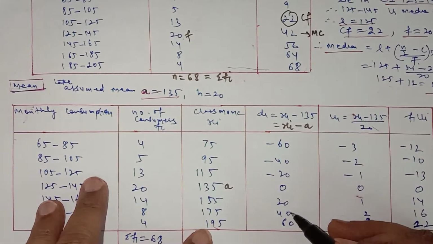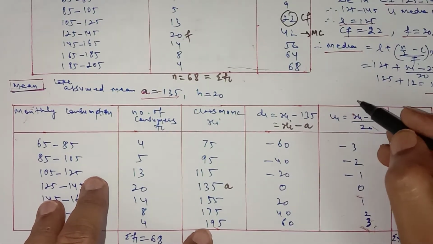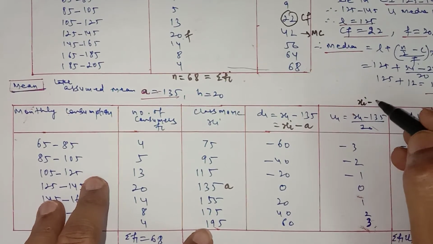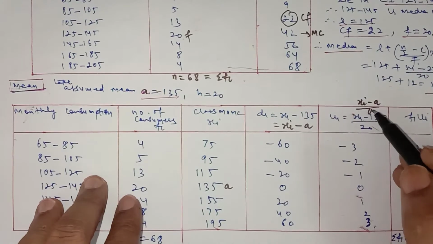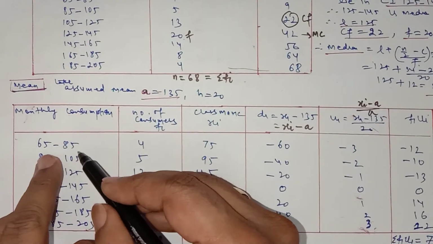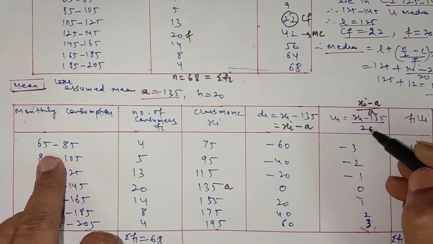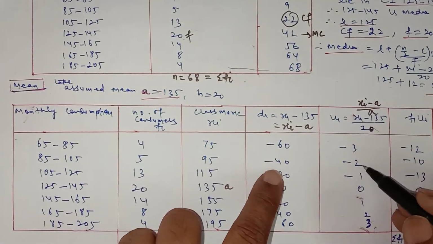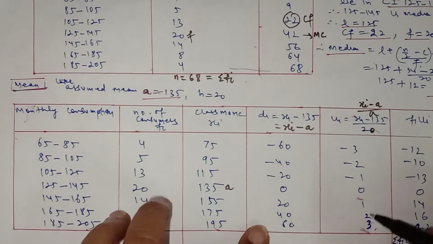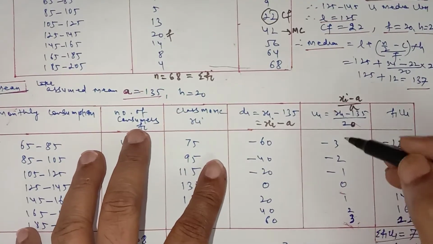So this is di. After that, you have to find ui, which is equal to xi minus assumed mean upon h. So you have to simply divide. The class size here is 85 minus 65, that is 20. You have to divide this column by 20, that is minus 60 divided by 20 is minus 3, minus 2, minus 1, 0, 1, 2, 3, and so on. I've already told you the order. Always obtain this.